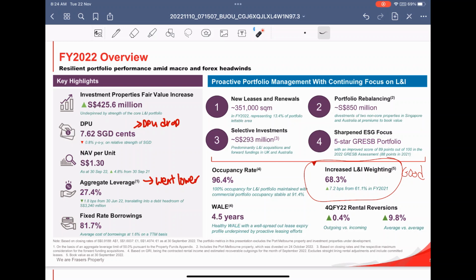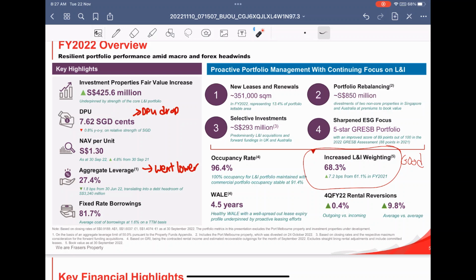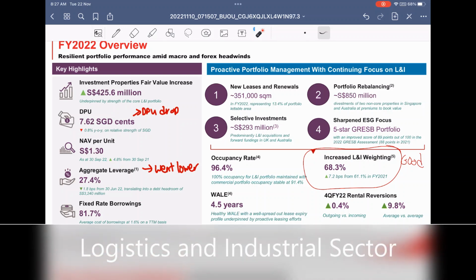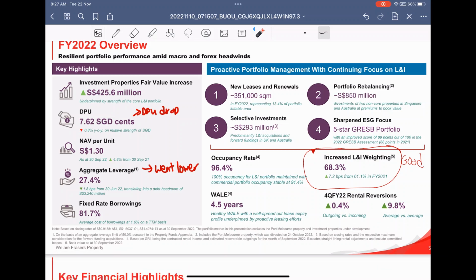Okay, so one interesting catch that you can take from these slides is that the management are emphasizing a lot, and I mean a lot, on L&I portfolios. As you can see here, increasing valuation of 425.6% for the L&I portfolio, proactively focusing on L&I. So what is L&I? L&I is essentially referring to logistics and industrial, because this REIT now is logistics and commercial, which consists of these 3 different categories.